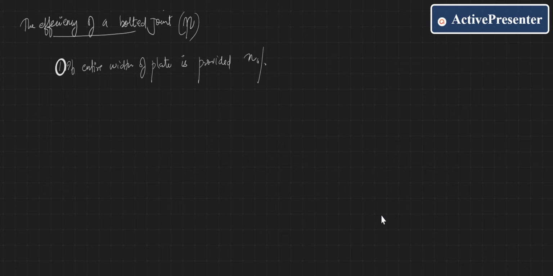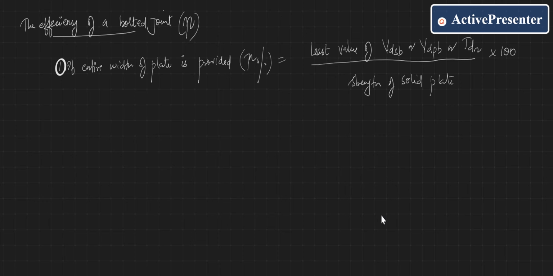The efficiency of a bolted joint, we are denoting this efficiency as eta, is given by the following. If the entire width or full width of the plate is given, then efficiency in percentage is equal to the least value of VDSB or VDPB or TDN divided by the strength of the solid plate, into 100.